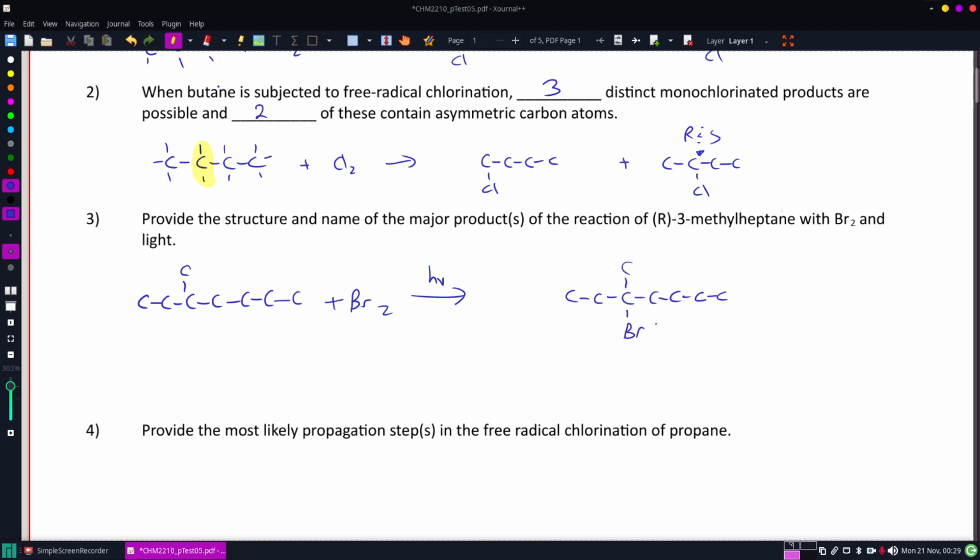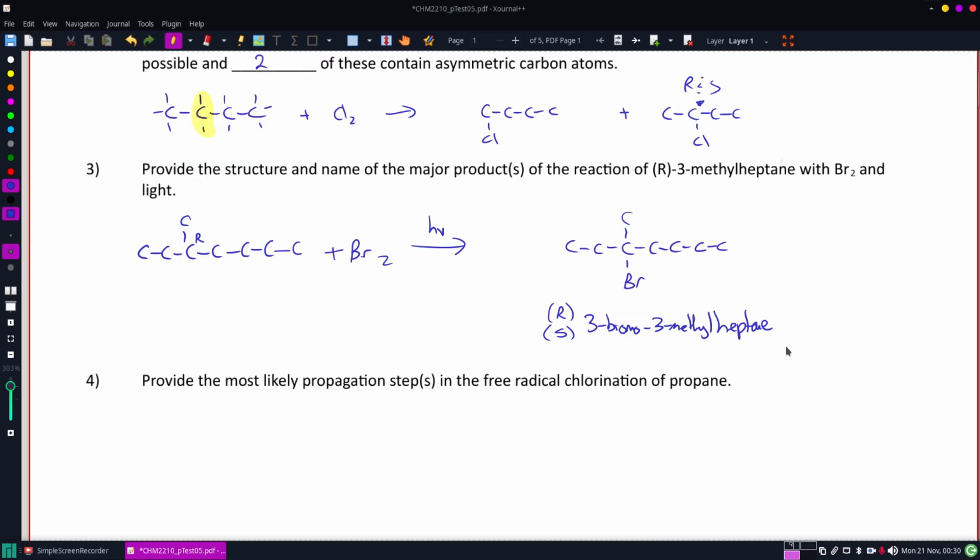That's 1,600 times more likely than almost any of those other locations. So that is our structure. It is specifically R here, but since we create a free radical in the propagation step, this is going to be an R and an S. And it wants the name, so this is going to be 3-bromo-3-methylheptane. No rearrangements, none of that silliness, not for this one.